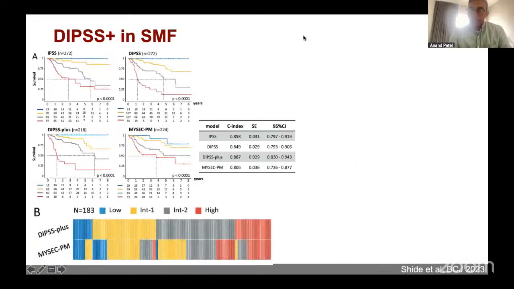Now, as I alluded to, there's actually data to support that we can use our primary myelofibrosis scores in secondary myelofibrosis. When we use the DIPSS Plus in secondary myelofibrosis, it works very, very well. And the way we know this is when you look at what's called a C-index here. The closer you are to one, the better. And the DIPSS Plus actually has the best C-index of any of these scores. So that tells us that even compared to MYSEC-PM, which is specifically developed for secondary myelofibrosis, the DIPSS Plus seems to be a very, very good score to use.